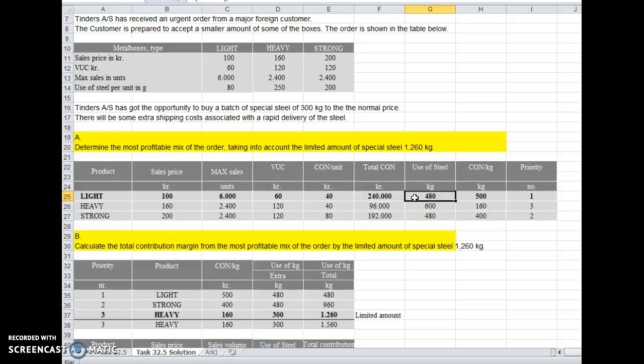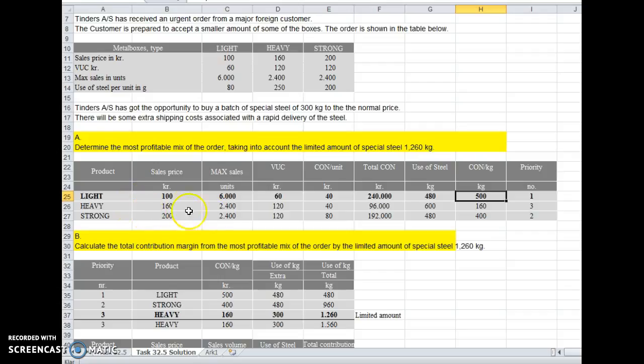Then you can calculate the contribution per kilo of steel, because you know that the total contribution is 240. So you can divide 240 with 480, and then you have per kilo 500. So the contribution margin per kilo is 500. Every time you use 1 kilo of steel, you will have a contribution margin of 500. Then you do exactly the same when it comes to heavy.